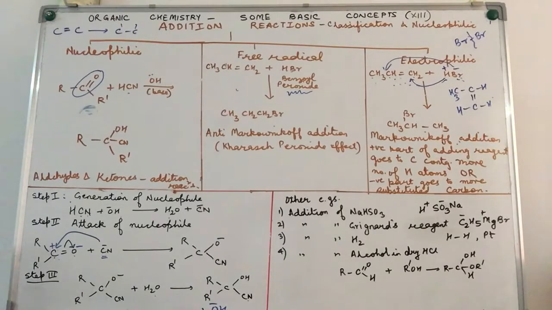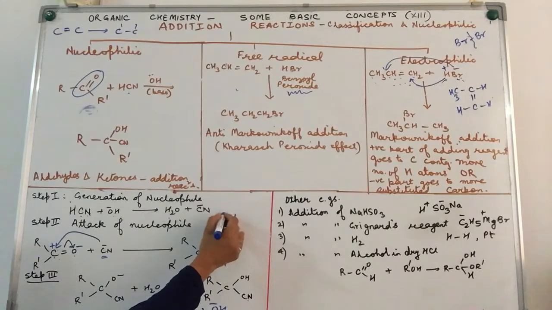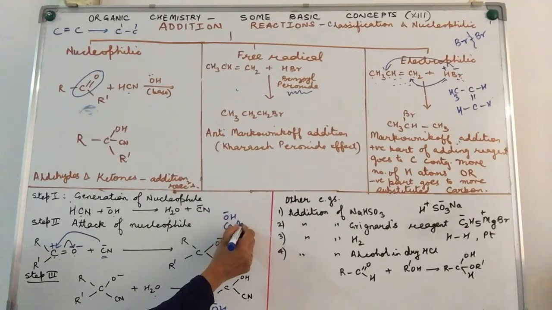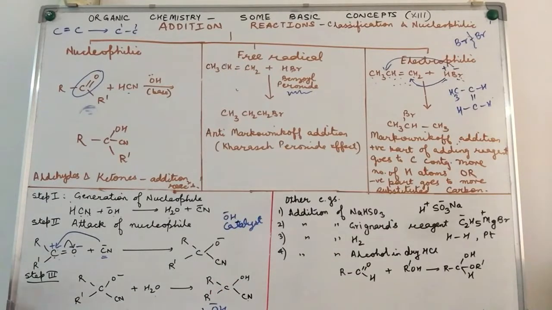So here OH negative, which we were using initially, is regenerated as such without any effect on it. That is why this OH negative is what we call a catalyst, a substance which helps to speed up a reaction but itself does not participate. Participate in the sense that it will not be a part of the product. It is regenerated how it was added.